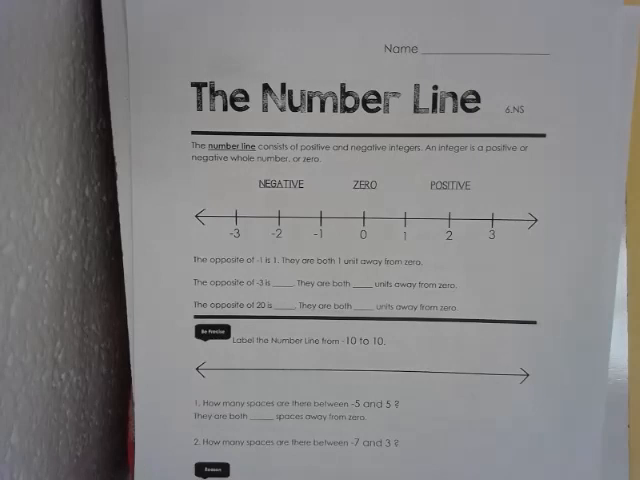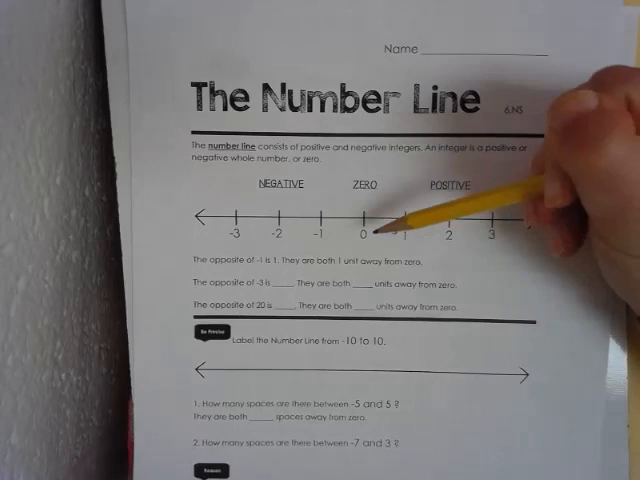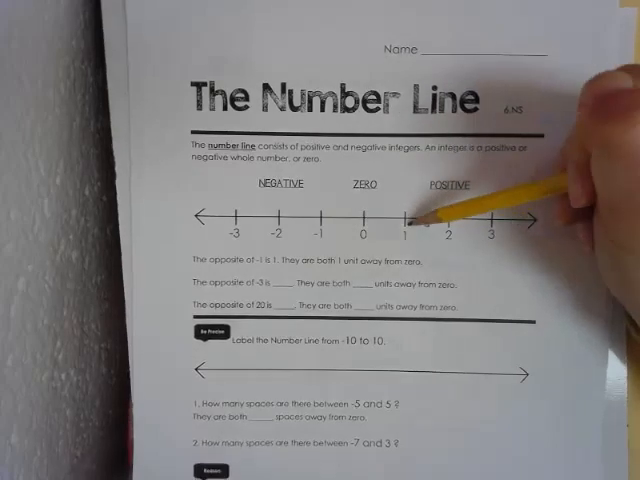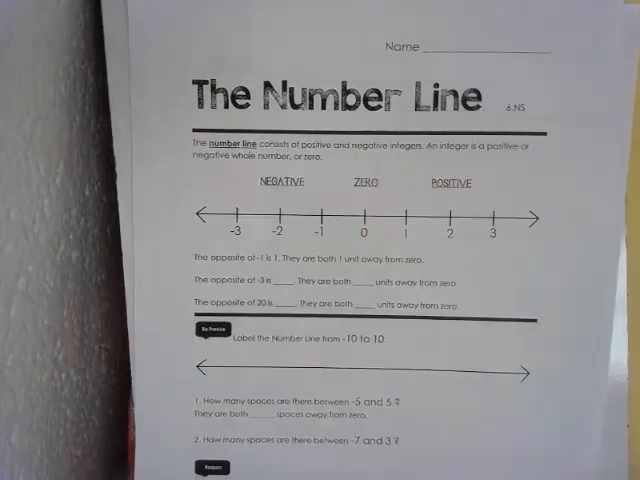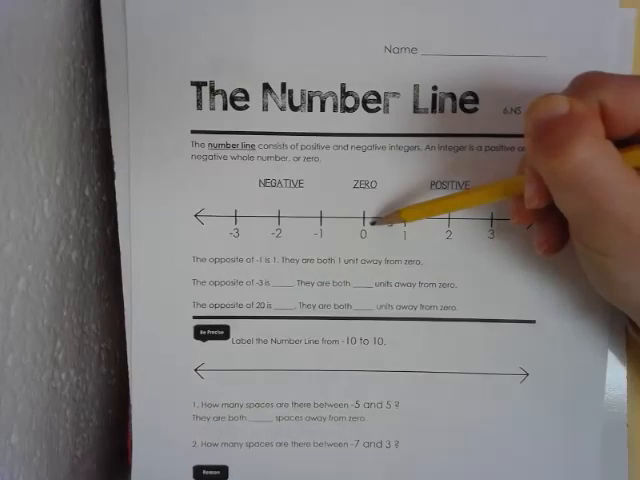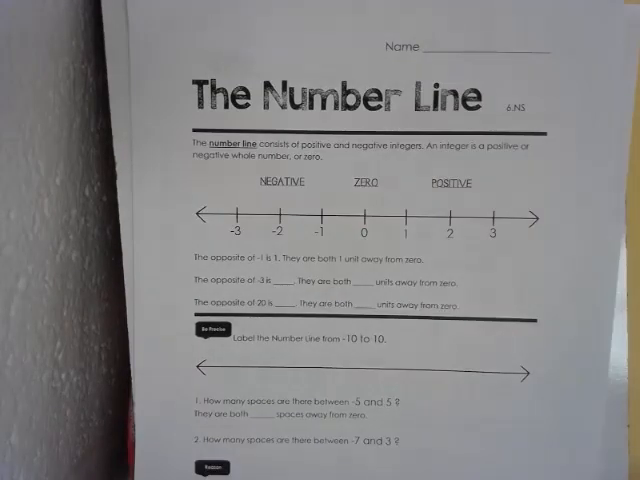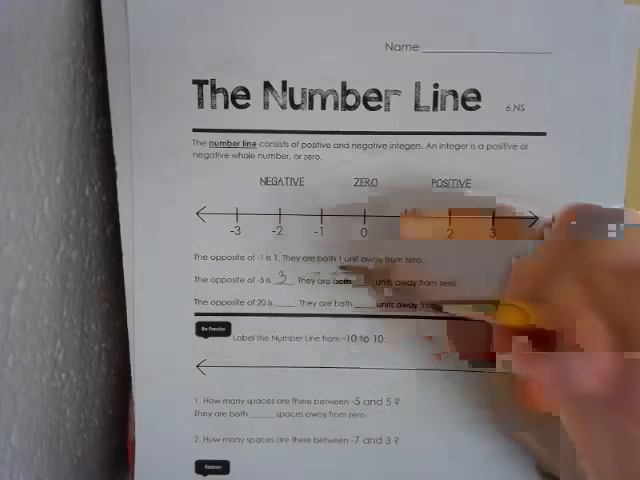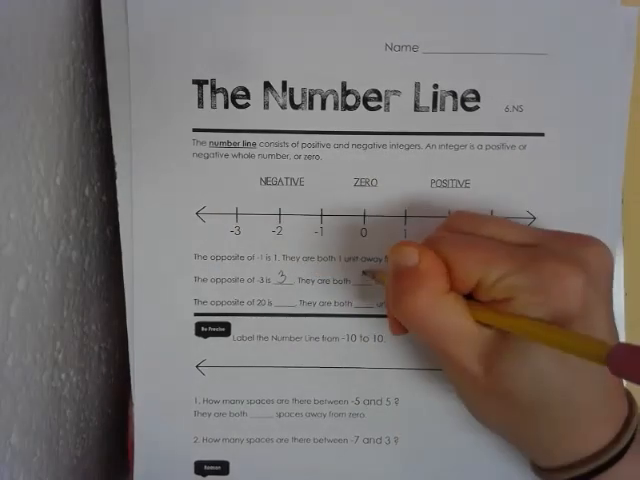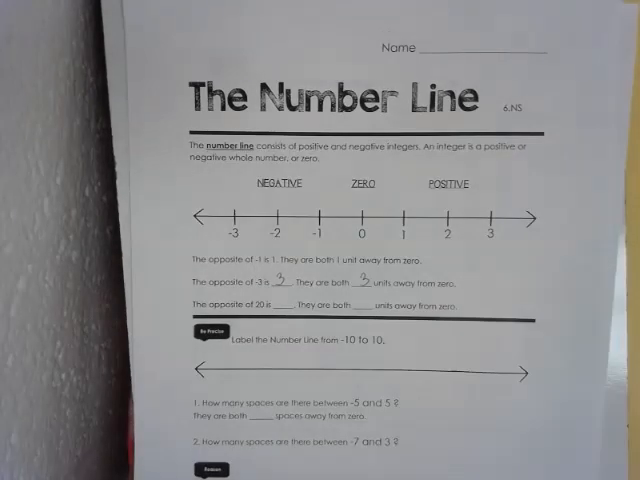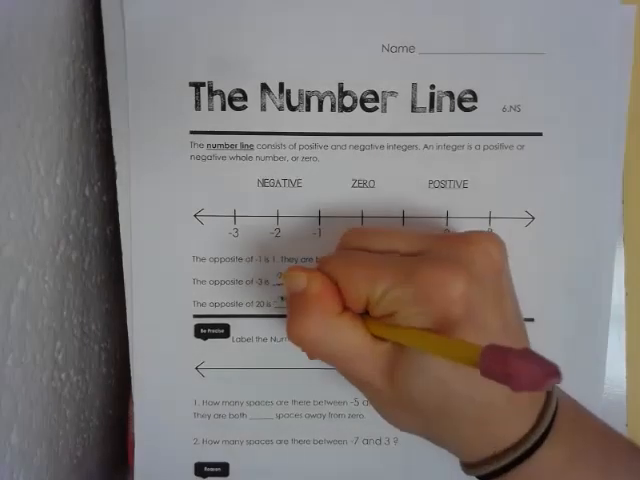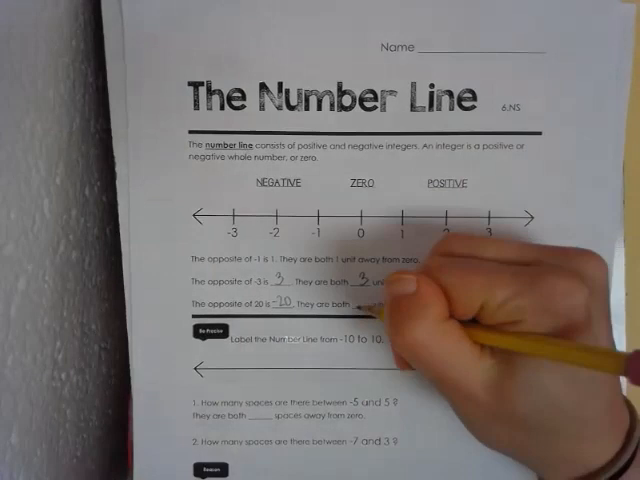So we're going to talk about opposites here. The opposite of negative 1 is 1. They are both 1 unit away from 0. They are the same distance from 0, just one is negative and one is positive. So the opposite of negative 3 would be 3. They are both 3 units away from 0. Then the opposite of 20 is negative 20, and they are both 20 units away from 0.